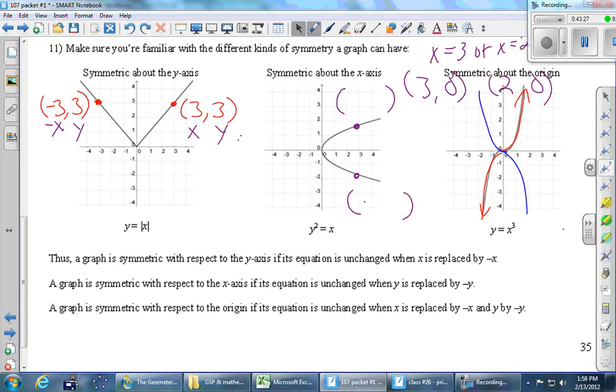Which ones need to be opposite for these 2 points? The x's or the y's? Here it's the y. So if this is some number up here y, then what's the corresponding one down here? -y. And if this is some number x, what's the one down here? Is it x or is it -x? It's x. It's the same. That's how we have symmetry over the x-axis.